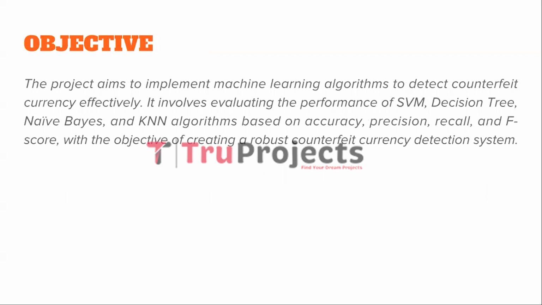The objective of this project is to utilize machine learning algorithms for efficient fake currency detection. The focus is on evaluating the performance of several algorithms, including SVM, decision tree, naive Bayes, and KNN. Various metrics such as accuracy, precision, recall, and F-score will be used to assess their effectiveness. Ultimately, the aim is to develop a robust system that can effectively detect fake currency.